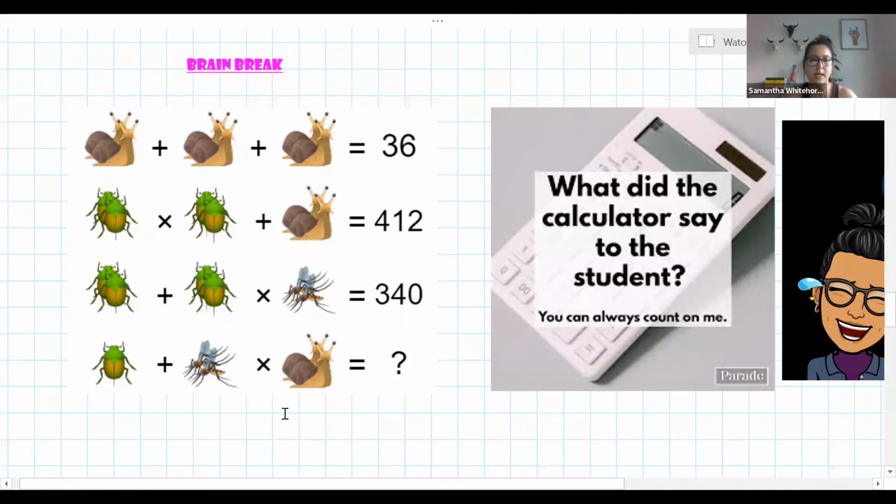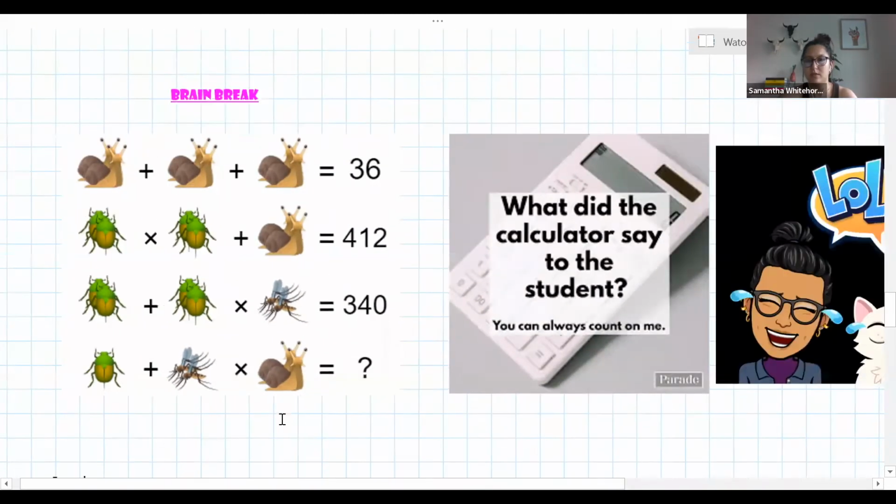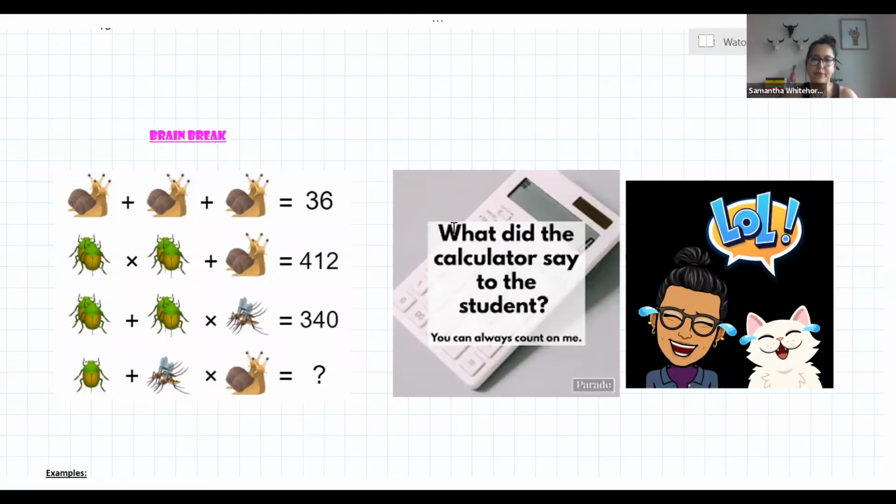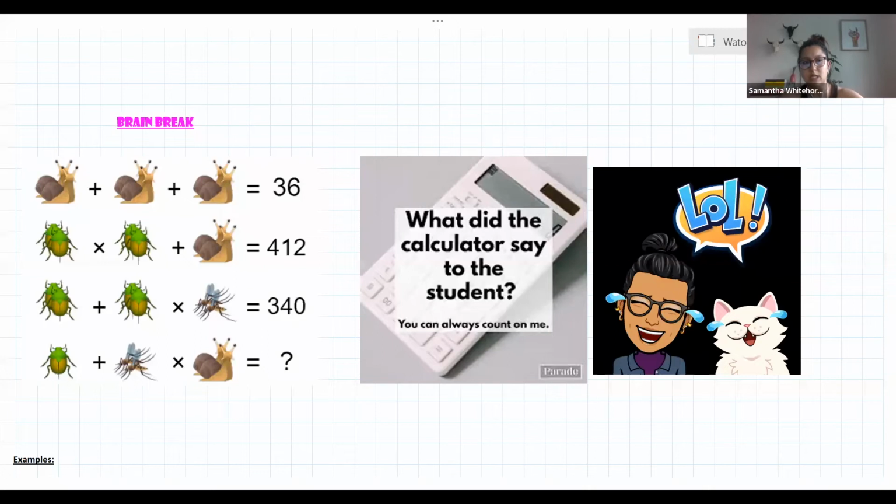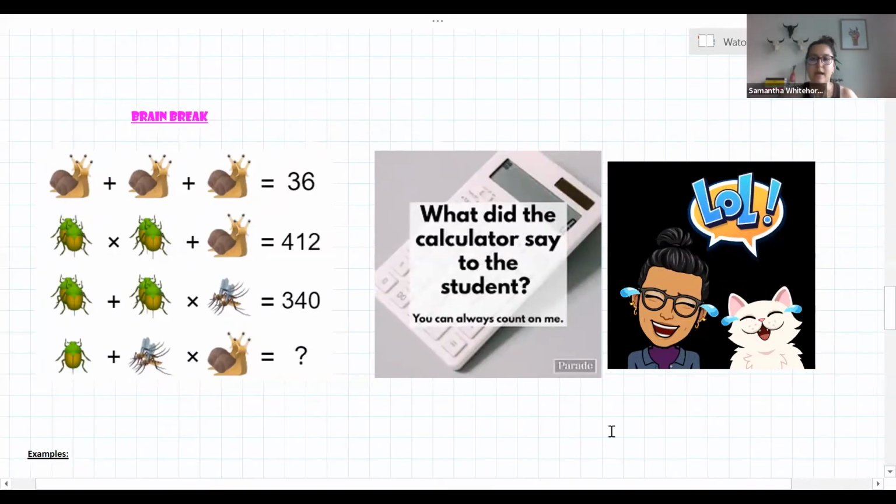Here's your brain break. For those of you that are new, just to explain what a brain break is. A brain break is basically just to take a little break from what we're doing. And it's like a little brain teaser that we do and we try and solve for.